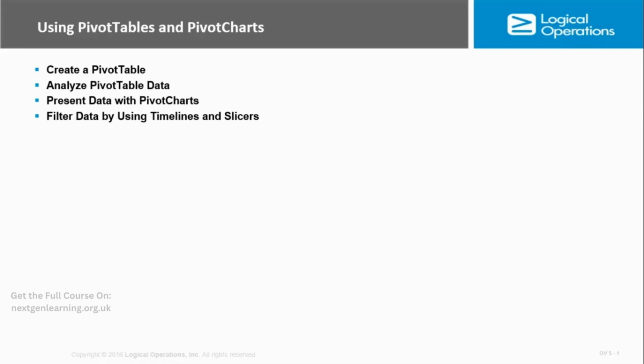And that feature is known as pivot tables. By taking advantage of this functionality, we can ask different questions and we can get critical time-sensitive answers and provide that information to the people who need it. So in this chapter, we'll be looking at creating pivot tables and then analyzing the data in a pivot table and then presenting the data with different pivot charts or filtering by using timelines and slicers.